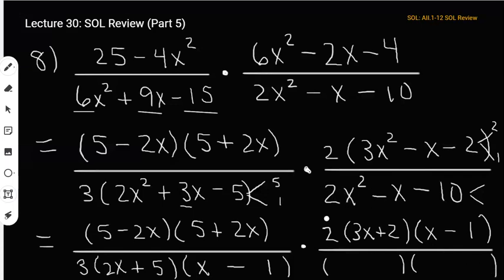Okay, let's factor the denominator. I'm going to need 2x and x. How do I multiply to negative 10? Let's use 5 and 2. I'm going to put the 2 right here and the 5 right here. Which one is going to get the negative? It's going to have to be the 5. The 2 is going to be positive.